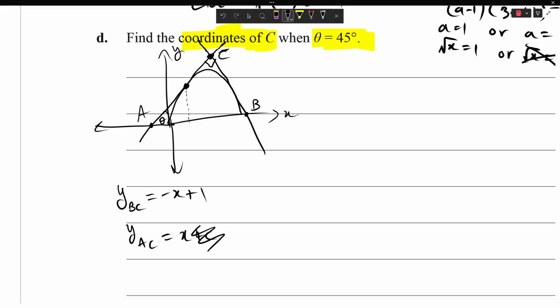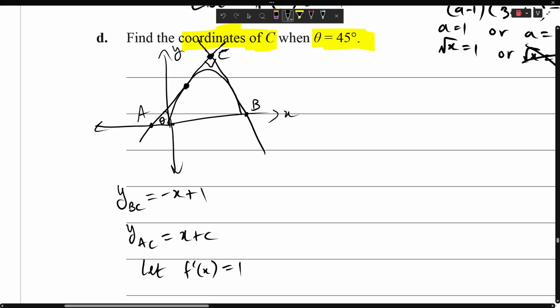So the equation of that line is just x plus c, where c is the y-intercept of this line, which we don't yet know. Now we know that this line, AC, is tangent to f, and it has a gradient of 1. So I can let f dash x equal 1. I'm basically asking for what x-coordinate does the tangent to the graph of f have a gradient of 1. So that's going to find me the x-coordinate of this point. And then I'm going to put that back into f, find its y-coordinate, and then plug that point into line AC to find its full equation.